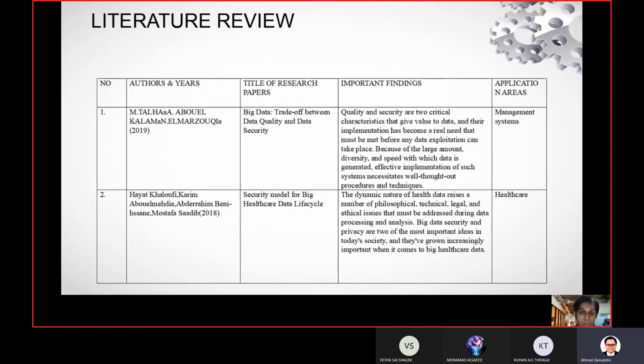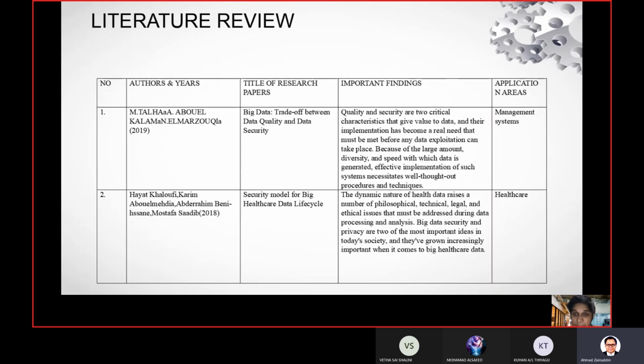Next one is literature review. So totally I have done 10 literature reviews. Some of them: number one, the authors and the year are Mitalha Abukel Kalaman Alamazuk in 2019. The title of the research paper is Big Data Trade-off between Data Quality and Data Security. The important findings are quality and security are two critical characteristics that give value to data, and their implementation has become a real need that must be met before any data exploitation can take place.